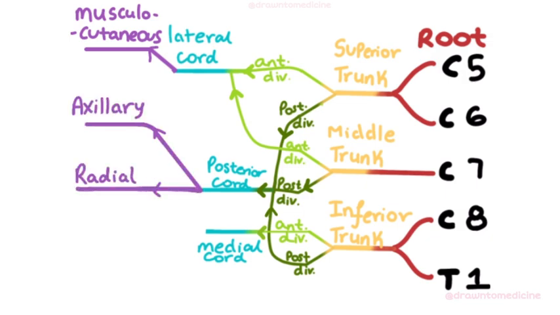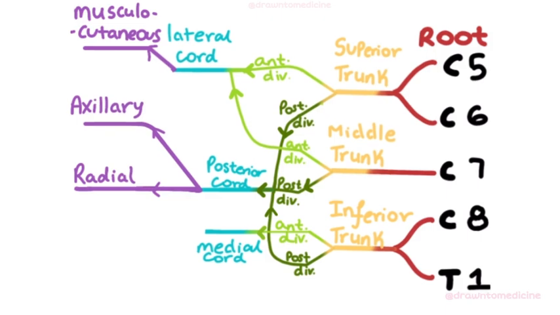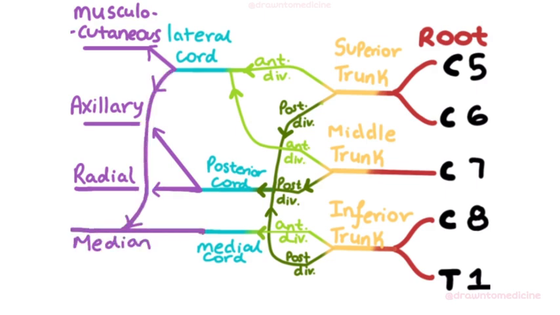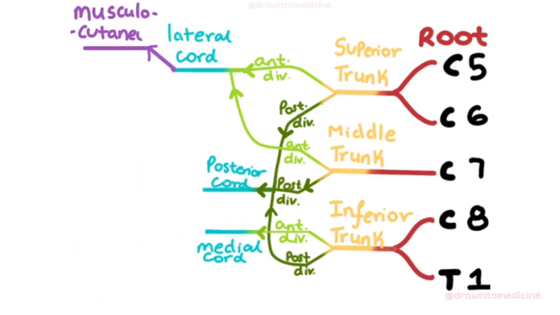And as I mentioned earlier, the lateral cord will help to form another nerve, and this nerve is the median nerve, which is also formed by the medial cord. And finally, the medial cord on its own will also give rise to the ulnar nerve. So that gives us our 5 main terminal branches, arising from 3 of our cords: the lateral, posterior, and medial cord. Let's just have a quick recap of all of this.